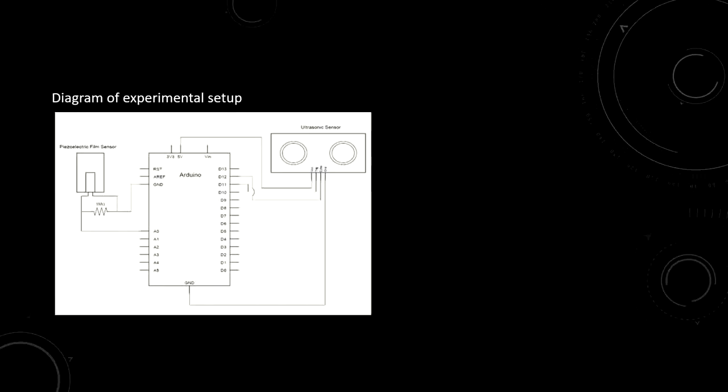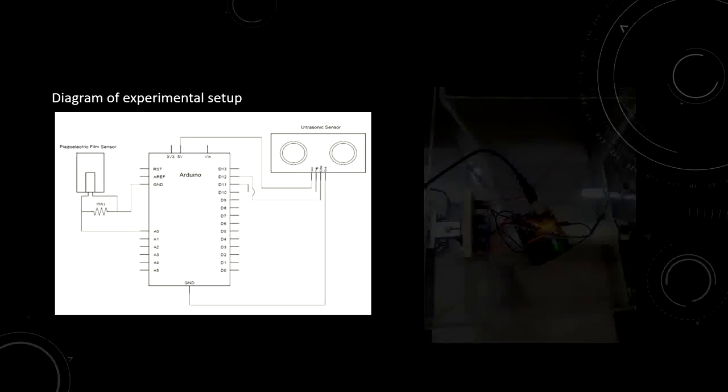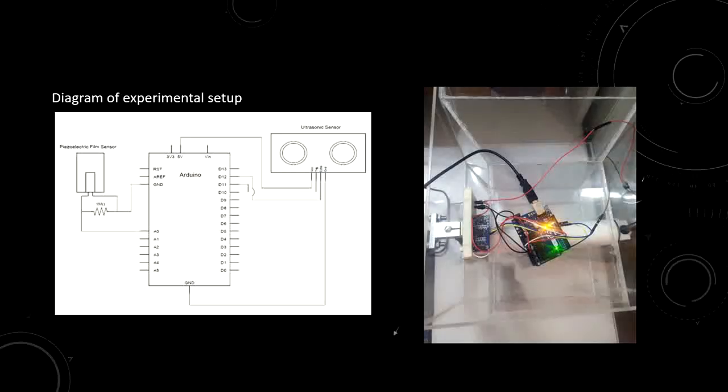This is a diagram of the experimental setup showing an ultrasonic sensor and a piezoelectric film sensor connected to an Arduino board. An ultrasonic sensor is used to measure the amplitude of the vibration, while the data of voltage is obtained from the piezoelectric sensor.